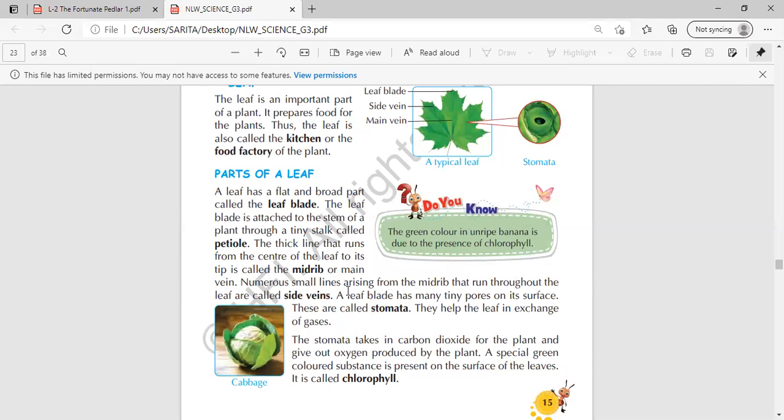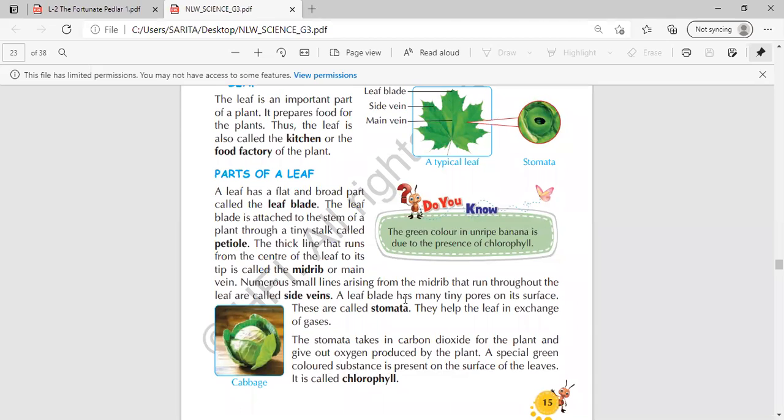Numerous small lines arising from the midrib that run throughout the leaf are called side veins. Look here: 1, 2, 3, 4, 5, and these small lines. Many lines are there. All these small lines are called side veins.